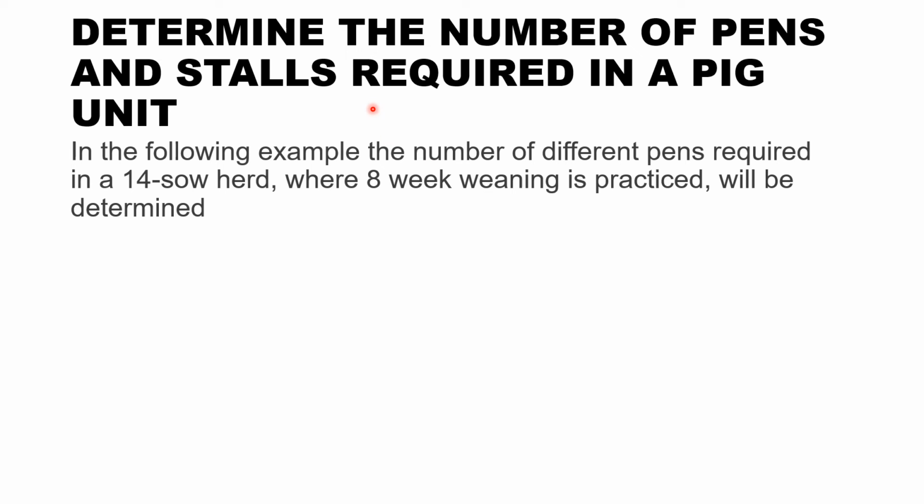So, ano nga ba yung mga kailangan natin, given na kailangan natin to determine the number of pens and stalls that is required in a pig unit. So, in the following example, the number of different pens required in a 14 sow herd where 8-week weaning is practiced will be determined. So, meaning, we have a 14 sow herd. So, 14 yung baboy natin na mga pangganakan. Then, yung practice natin na weaning period is 8 weeks. So, yun.